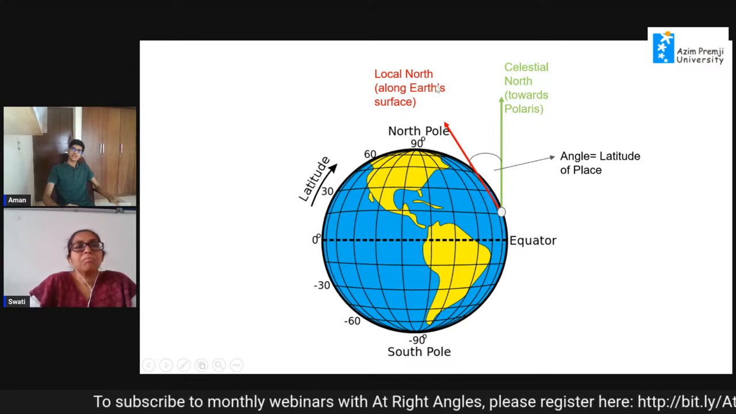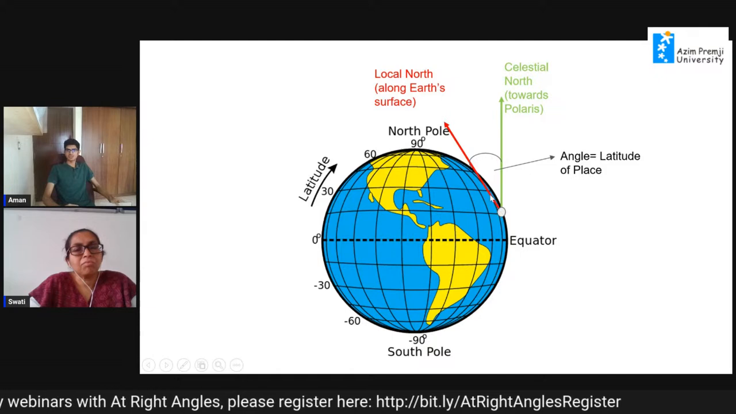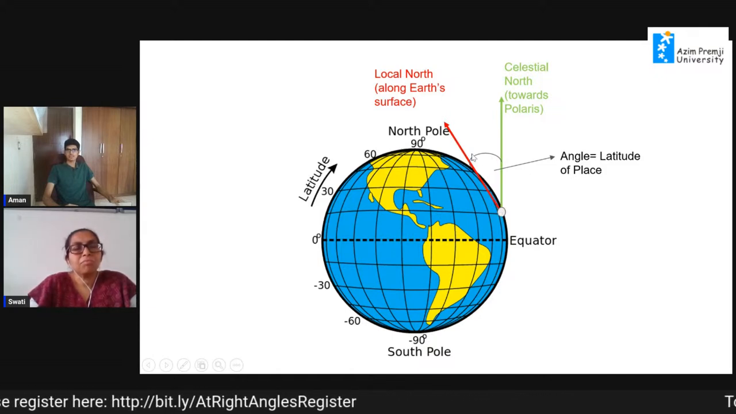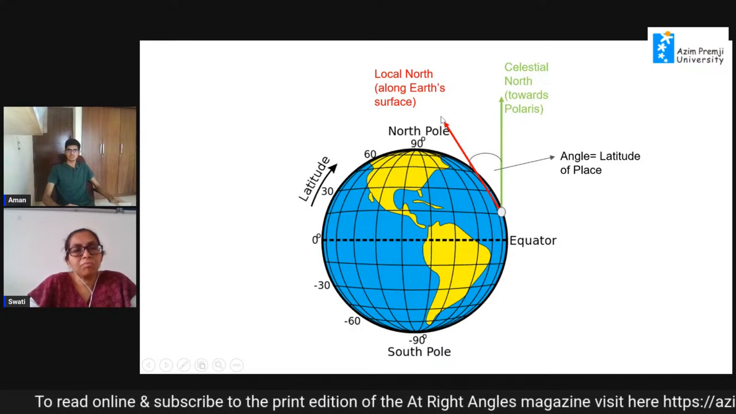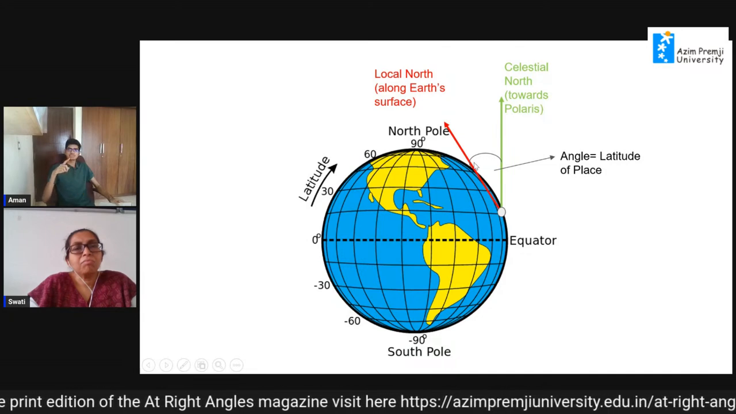So the local north direction is sort of the direction which I would tell you to walk if I wanted you to get to the North Pole. So I would say walk due north. And that's a vector which is tangent to the Earth and along the Earth's surface. So the question is, how far above local north is the center of rotation?